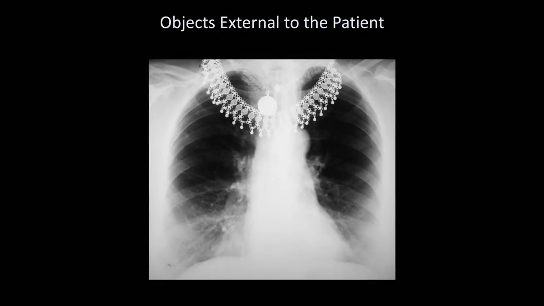The very last thing I'd like to cover in this video is not part of airways, bones, and soft tissues, but this seemed like the most obvious place to mention it. That is, when interpreting X-rays, be sure to identify objects that are external to the patient. Sometimes these will be obvious, but not always.